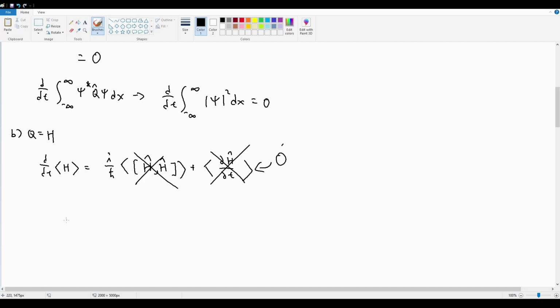So what this ultimately tells us is that d by dt of the expectation of our Hamiltonian is just 0, which is directly just the statement of energy conservation, right? The energy of a system remains constant over time unless we exert some sort of force onto the system. In this case, we're assuming it's an isolated system, so the energy remains constant and unchanged. And that is our very simple part B. Let's move on to part C.